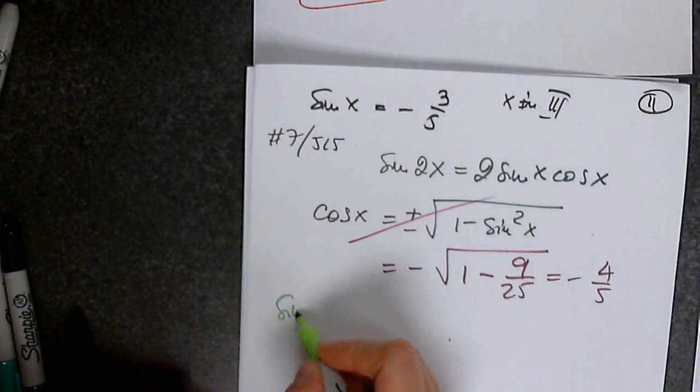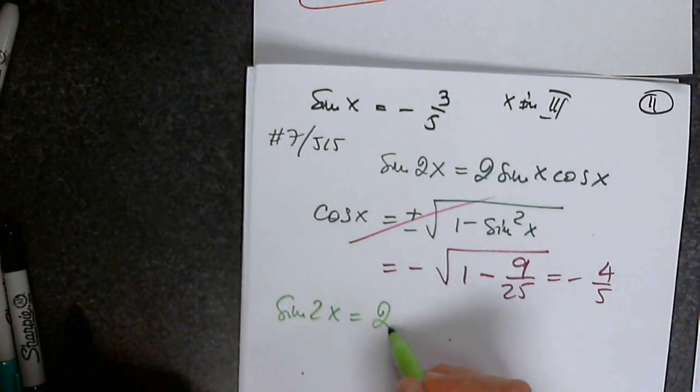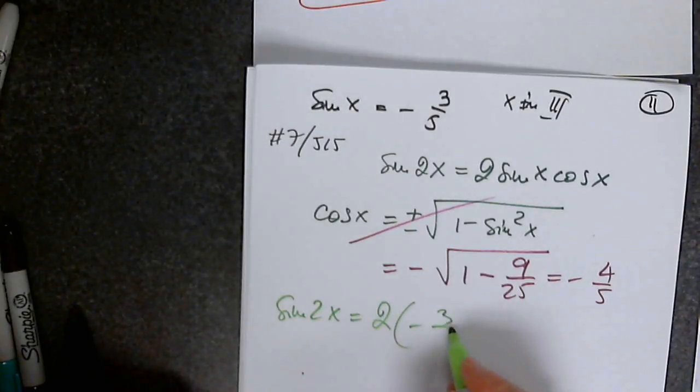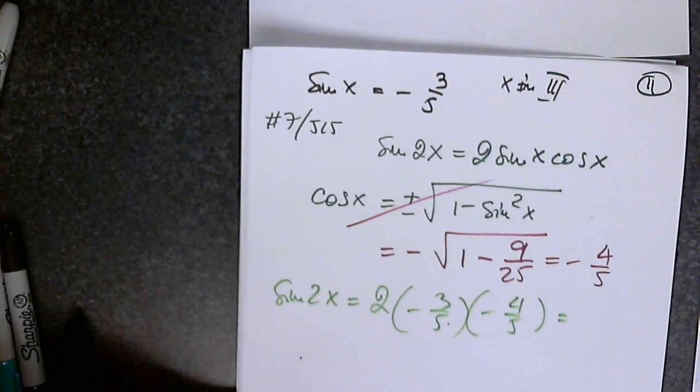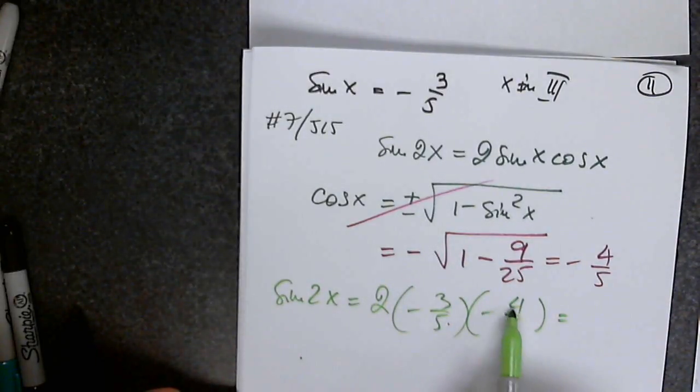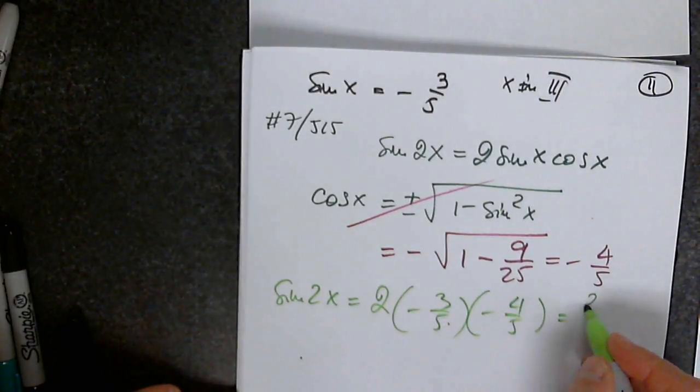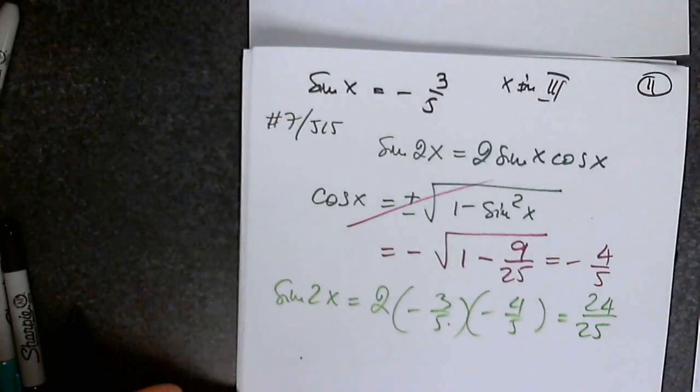So now sine twice x is 2 times sine, which is negative 3/5, times cosine, which is negative 4/5. And I have, this is 12 times 2, 24. 24 over 25.